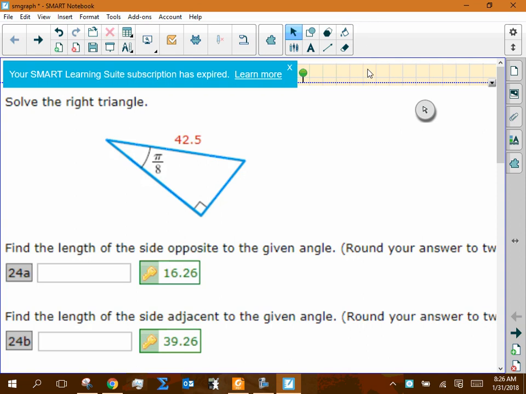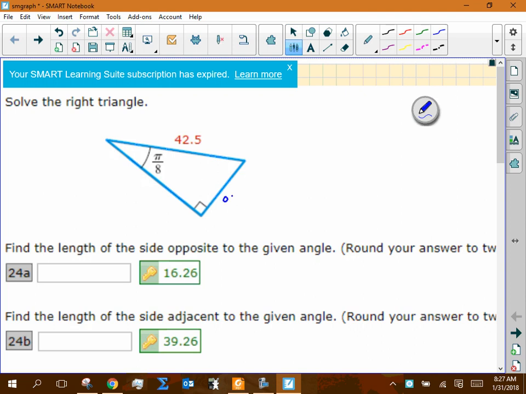First question is to find the length of the side opposite to the given angle. So our given angle, like I said, is pi over 8. So they're looking for that side right there, and you're provided with information about that side. So which trig ratio would you use to find this opposite side, which is called x? Christian? Yeah, sine. I'll just say sine of pi over 8 is equal to x over 42.5.